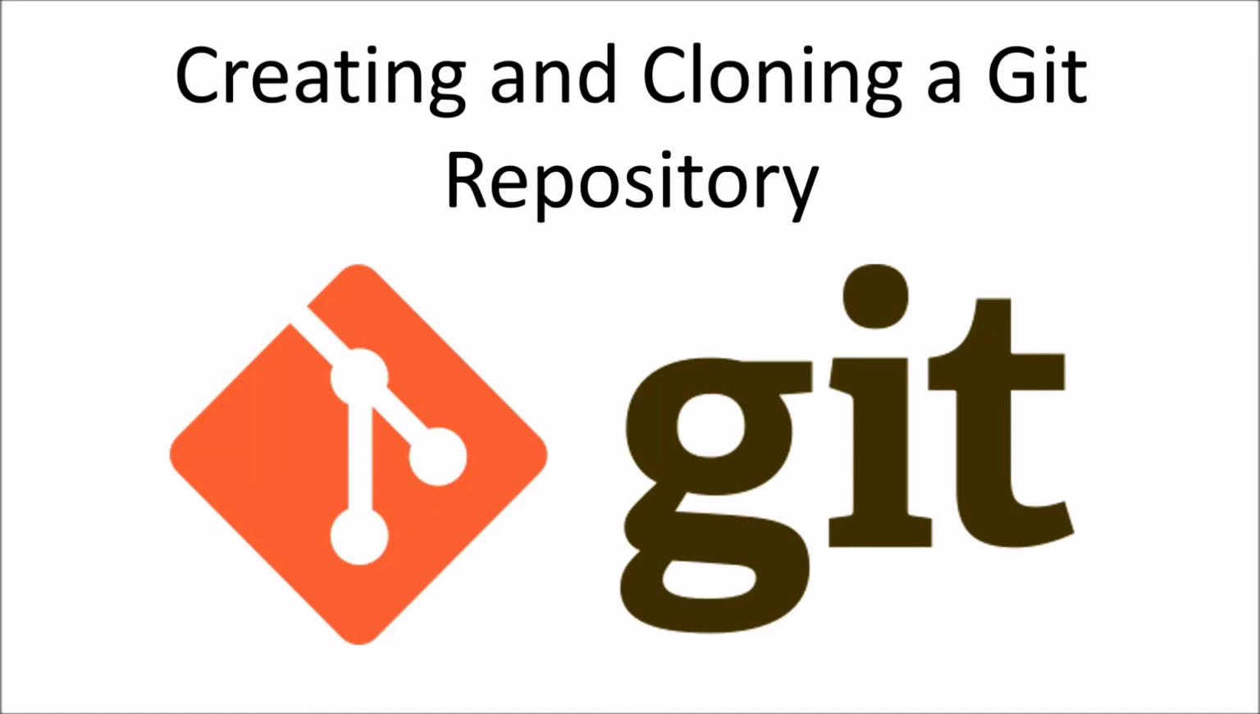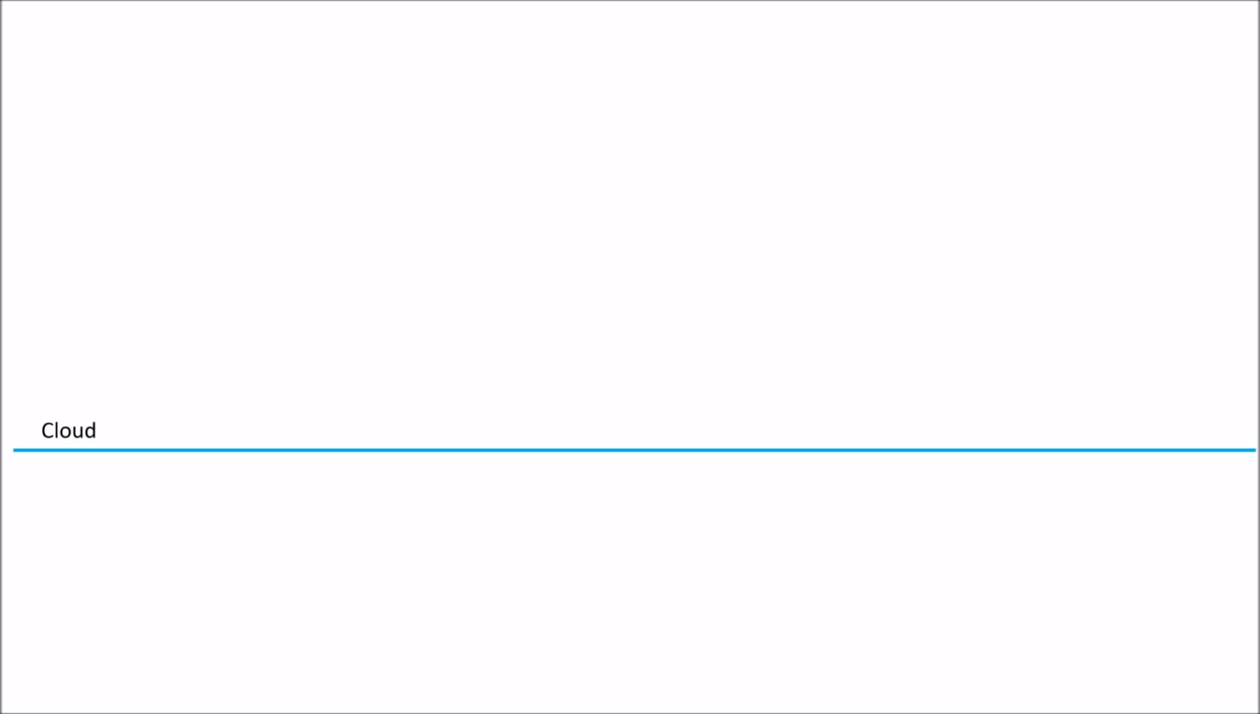Hello, and welcome to another video where we're going to be talking a little bit about creating and cloning a Git repository. So the idea with creating and cloning a Git repository is that there are assets up in the cloud that you would like to get down onto your local developer machine. Now these assets are usually a repository.